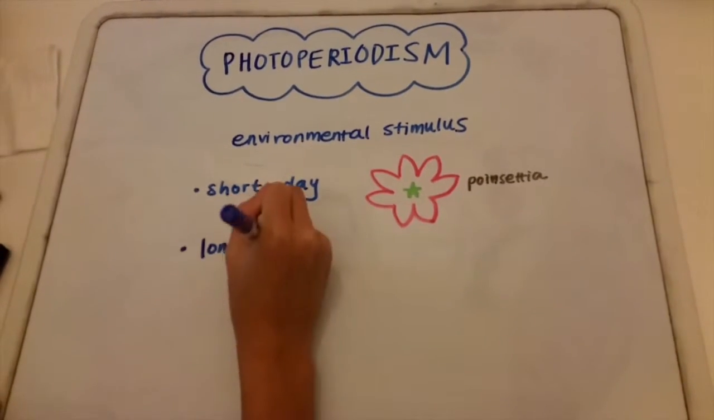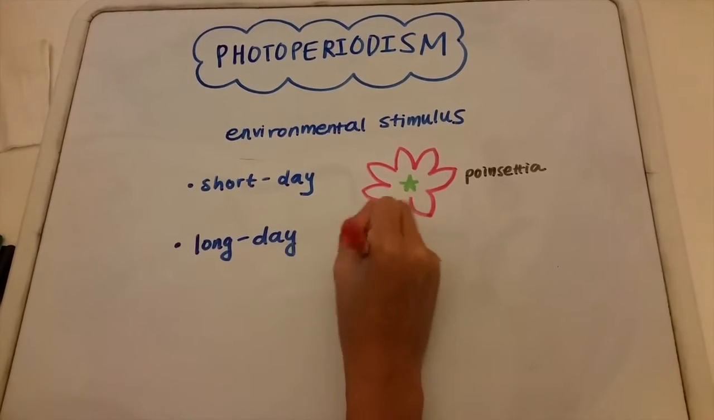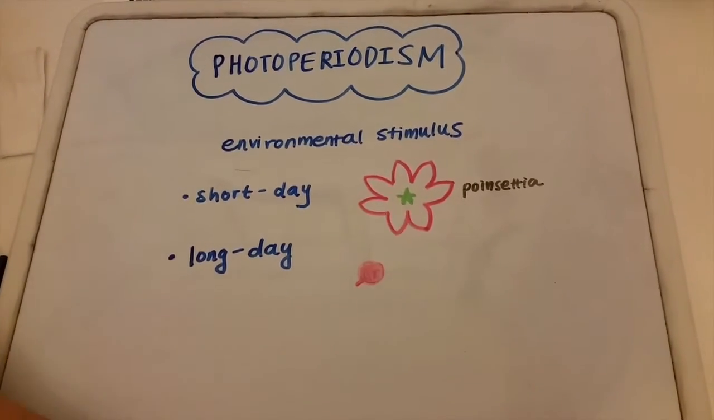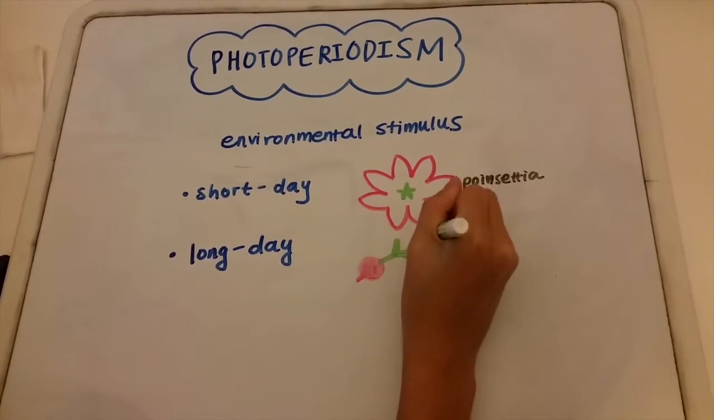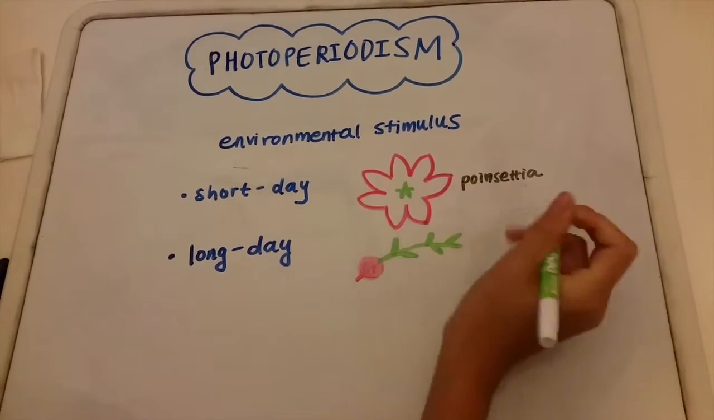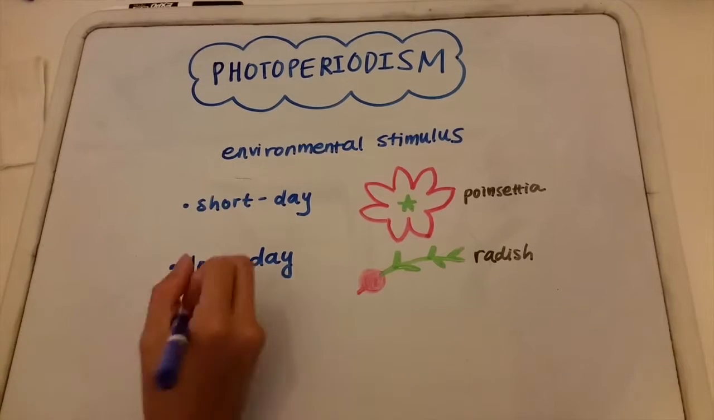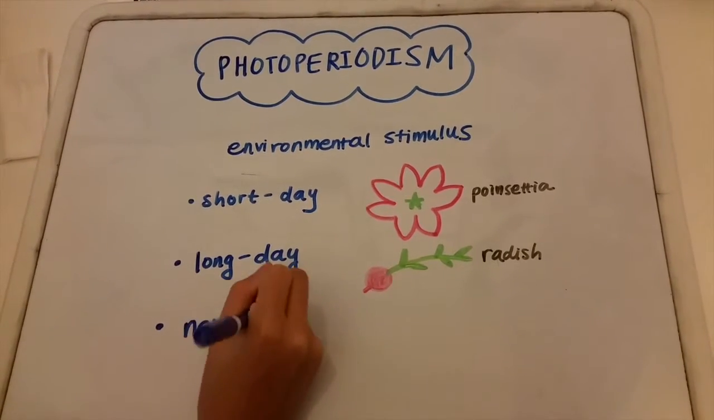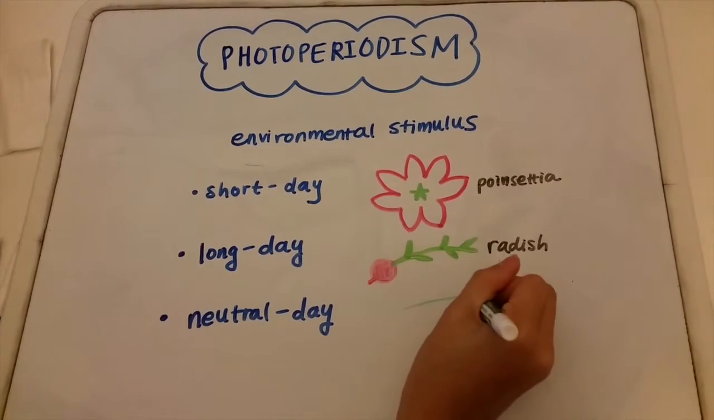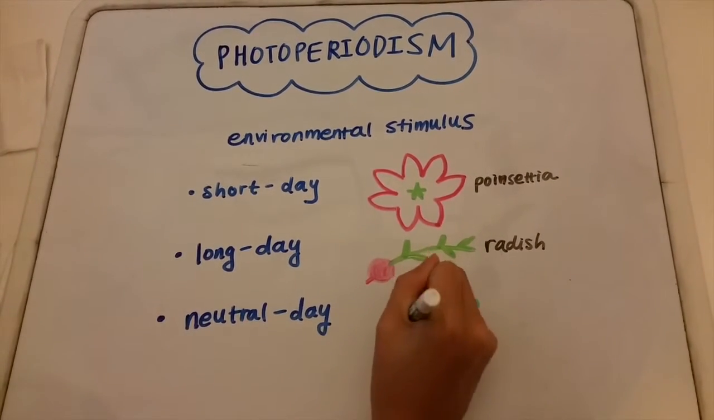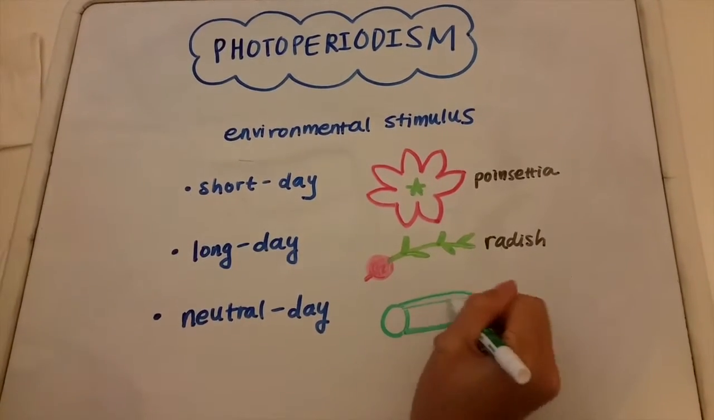Long-day plants require a light period longer than critical length. An example is a radish. Neutral-day plants flower regardless of day length when they reach a certain stage of maturity. An example is a cucumber.